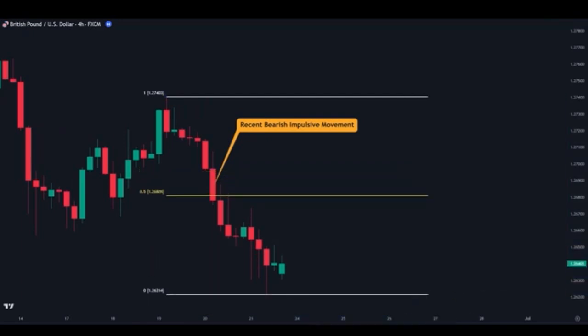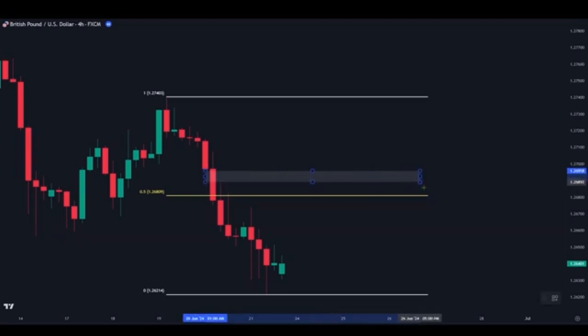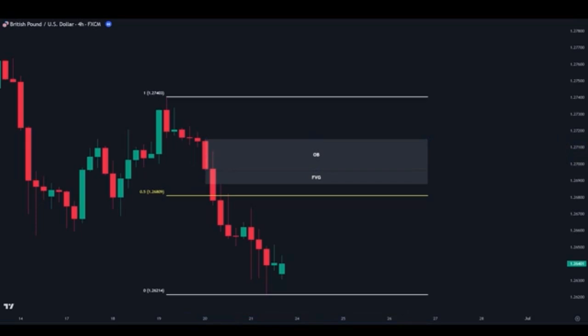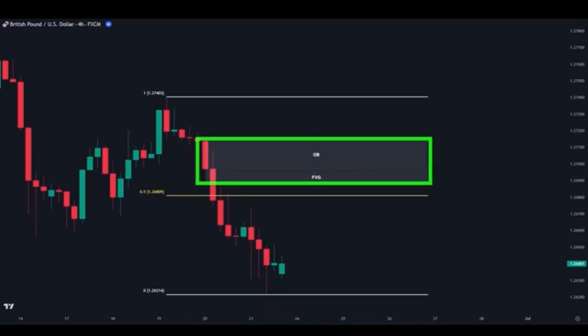Now that we have identified the zones, do we have any fair value gap and optimal trading area? If we look at the left-hand side, we can mark this gap between the candles. Since this is a very tiny zone to look for rejections, let's also mark the candle that created this fair value gap as our order block. This box is considered our optimal trading area, located inside the premium side of the range.